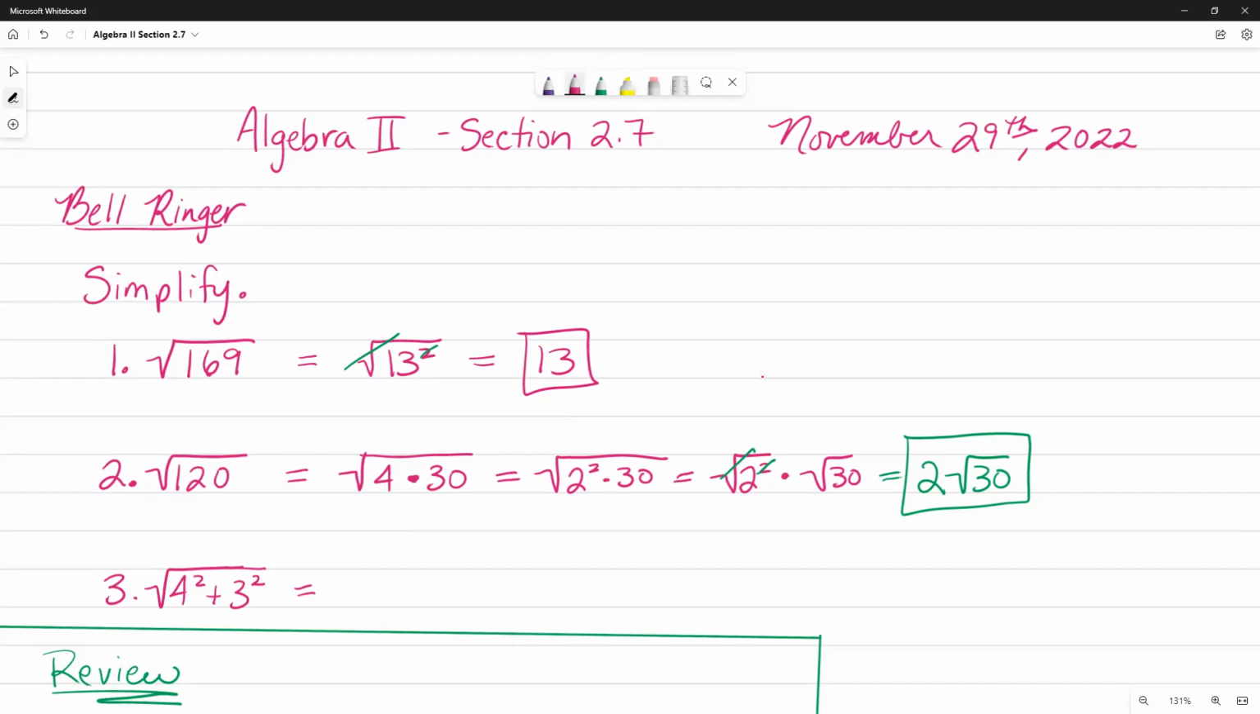So what's 4 squared? 16. 3 squared? 9. Okay. Keep your grouping symbol, aka the radical, square root. What's 16 plus 9? 25. Is 25 a perfect square? Yeah. What is it? Right, it's the square root of 5 times 5. And so therefore we can now cancel out our square root and our squared. And we get 5.